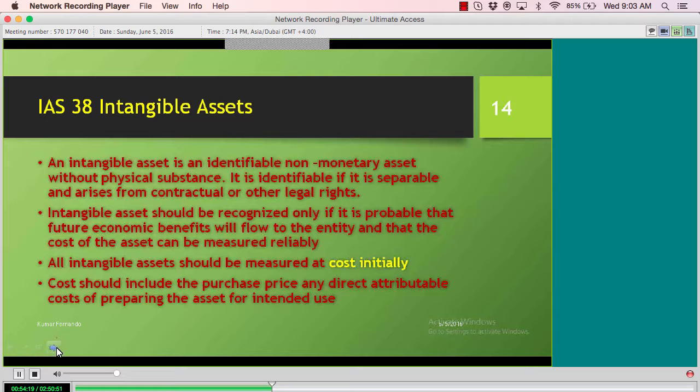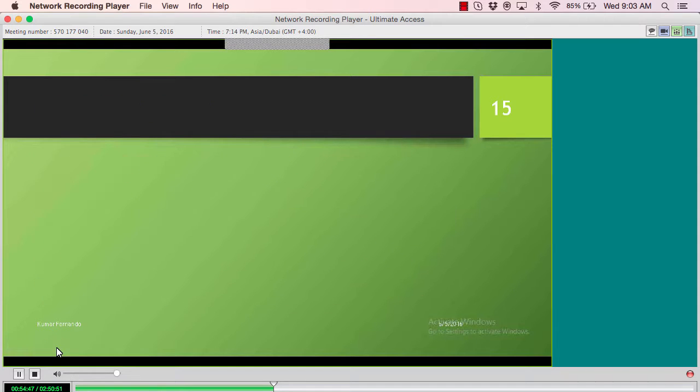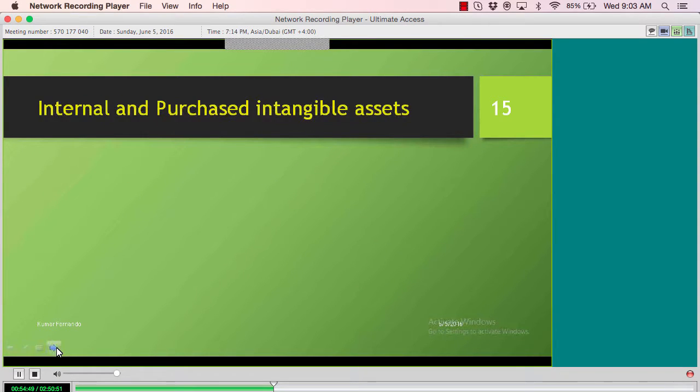You have to register the patent rights. You have to do something. All those expenses can be considered as cost. So, again, just like tangible assets, it must bring a future probable economic benefit. It should be measurable, and in that case, it is treated at cost. Cost is always, just like in tangible assets, the initial purchase price plus whatever expenditure we need to bring it to the intended use.